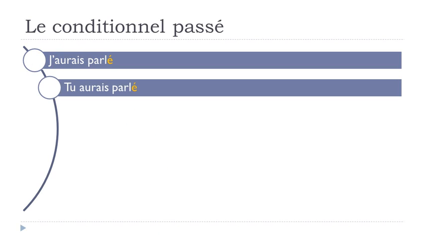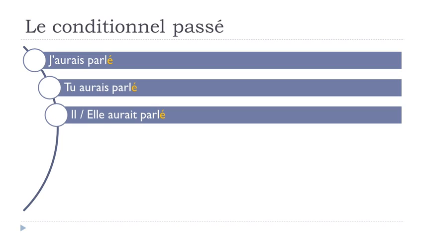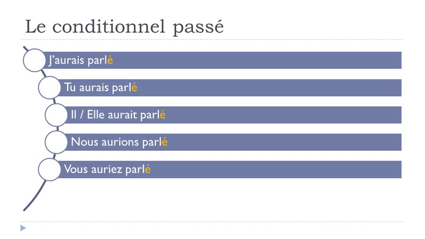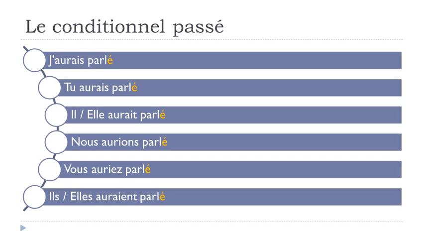Tu aurais parlé. Il aurait parlé. Elle aurait parlé. Nous aurions parlé. Vous auriez parlé. Ils auraient parlé. Elles auraient parlé.